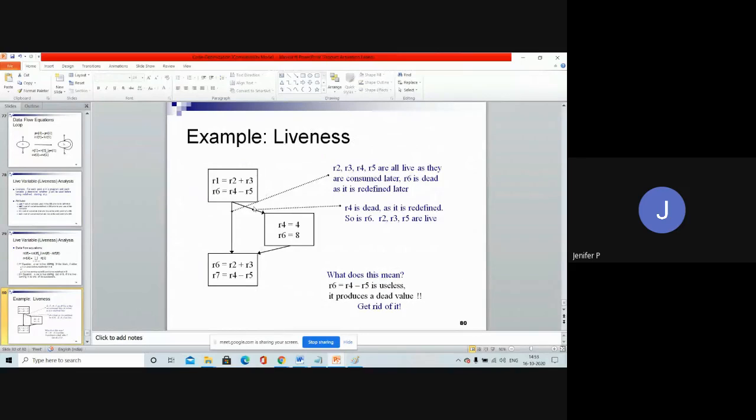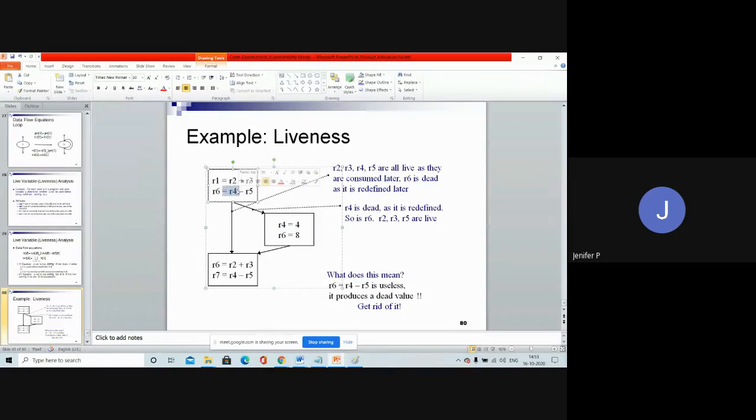See here, consider this graph. In this block, R1 is equal to R2 plus R3, then R6 is equal to R4 minus R5. At the end of this, there is no further use, so R2, R3, R4, R5 and the variables are live, right? Because after that there is no definition. But when we come to this point, R4 becomes dead, because here R4 has been redefined. Some value was defined for R4 before, and now that R4 value has changed. That means this R4 is dead.